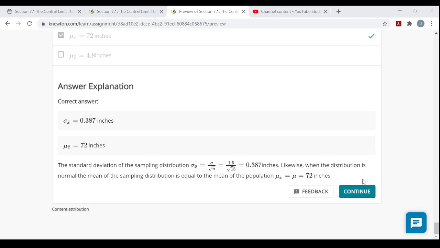So again, knowing those formulas, what's the mean of the x bars and what's the standard deviation of the x bars, can be really helpful here.